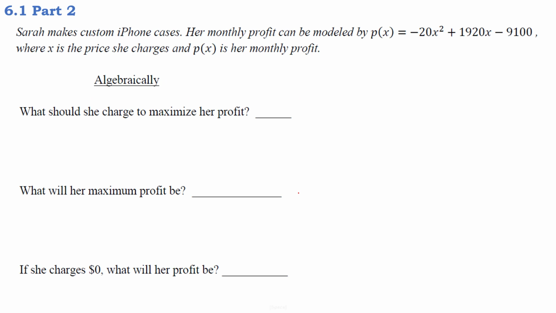Okay? So when we're dealing with this, we're going to look at Sarah makes custom iPhone cases. Her monthly profit can be modeled by P of x equals negative 20x squared plus 1920x minus 9100, where x is the price she charges and P of x is her monthly profit. Okay, so with this, we're going to say, well, what should she charge to maximize her profit? Well, we got to find that peak point, that vertex point, okay?